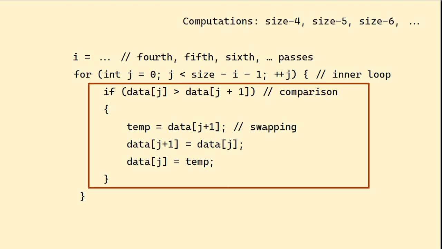In the fourth, fifth and sixth passes, the computation is going to be size minus 4, size minus 5 and size minus 6 times.